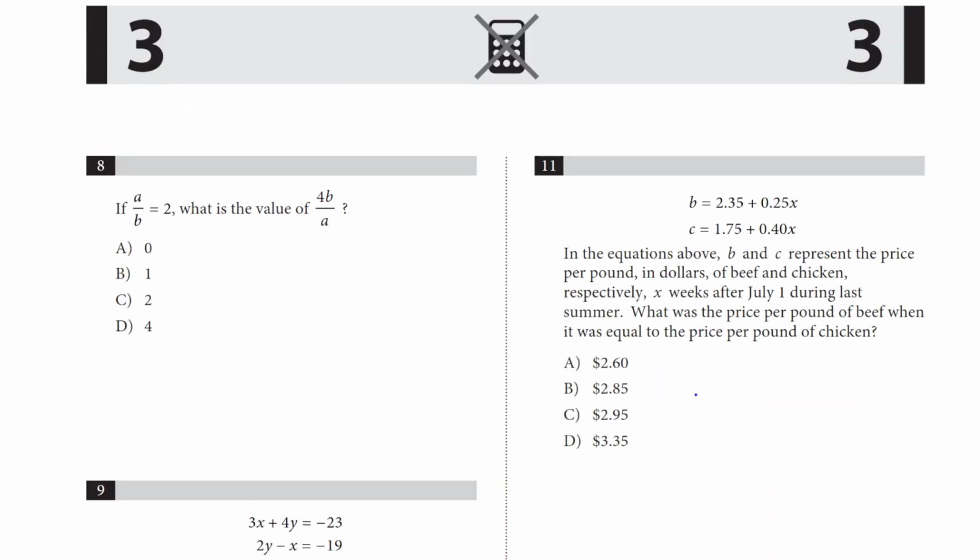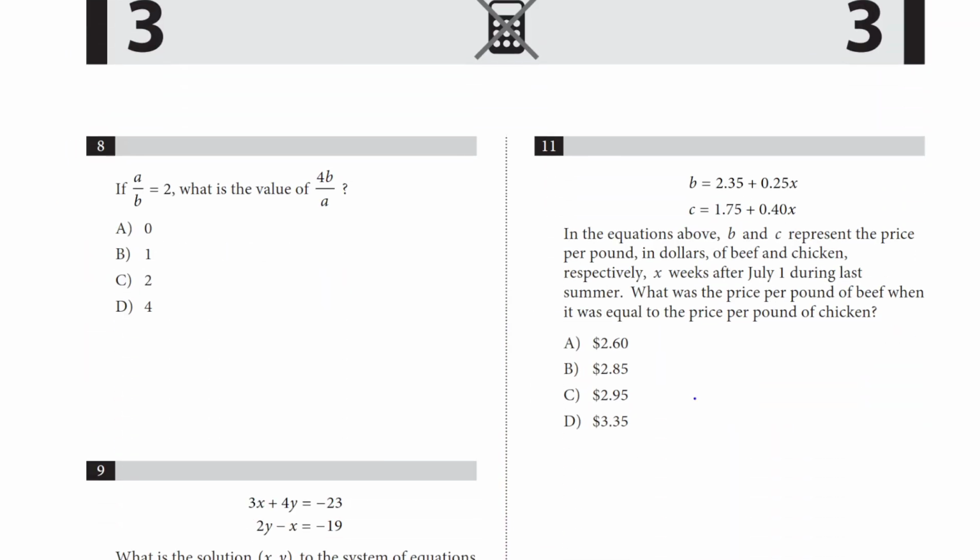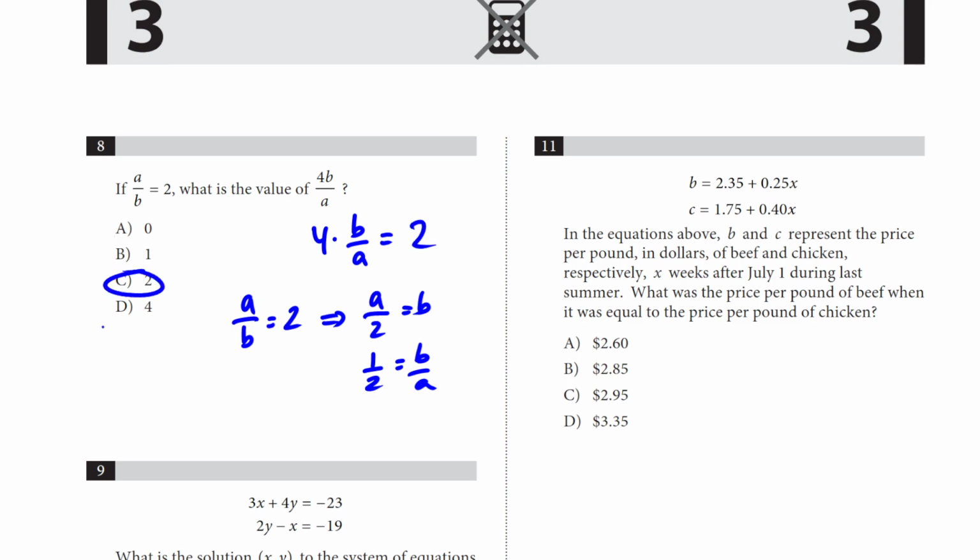Question 8. If a over b equals 2, what is the value of 4b over a? This is just the same thing as 4 times b over a. And if we know that a over b is equal to 2, we can do some cross multiplication to get that a over 2 is equal to b, which is the same thing as saying that 1/2 is equal to b over a. So this is just 4 times b over a, which is 4 times a half. That should be 2, which is c.